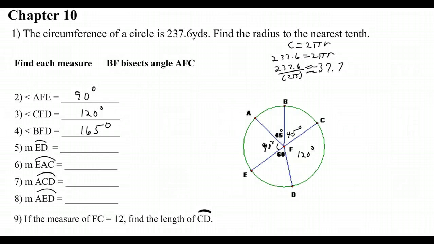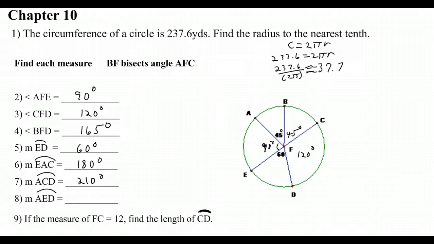Now we're talking about the measure of arcs. Arc ED is the same as its central angle, so it's 60 degrees. Arc EAC is the same as its central angle, which is 180 degrees. Arc ACD is 45 plus 45 plus 120, which is 90 plus 120, or 210 degrees.